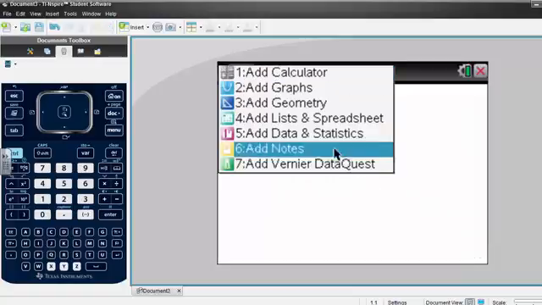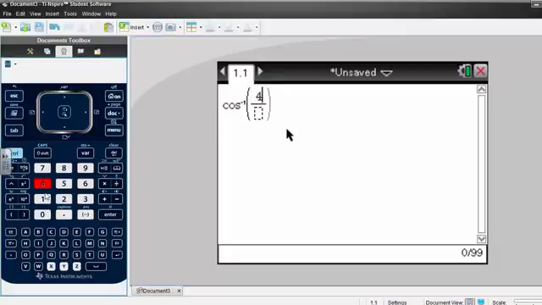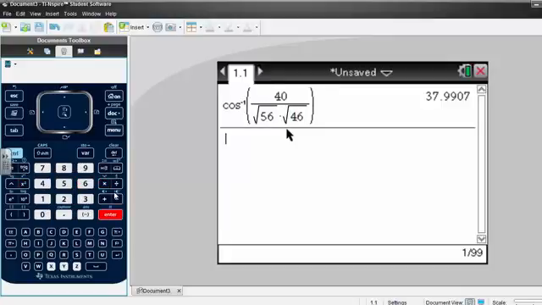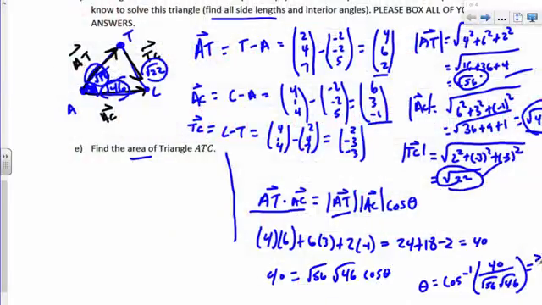Okay, so we add a calculator, and we're going to go to trig, cosine inverse, control divide, 40 over root 56 times root 46. And that angle will be about 38 degrees. 37.99 or 38 degrees is adequate for our purposes. So we'll say this is about 38 degrees. And that'll be this angle right here. 38 degrees right here. Okay.